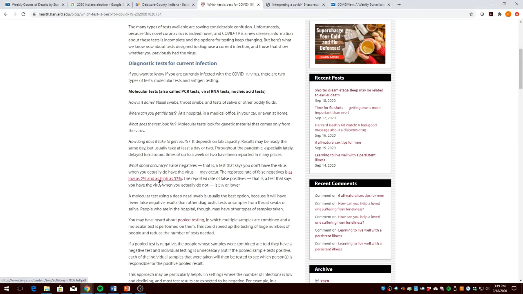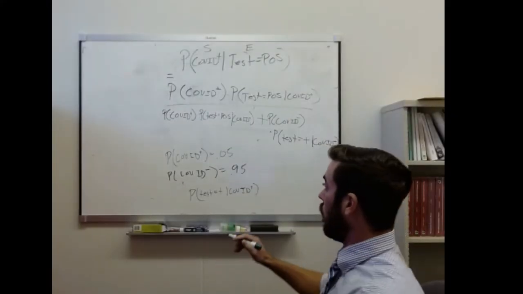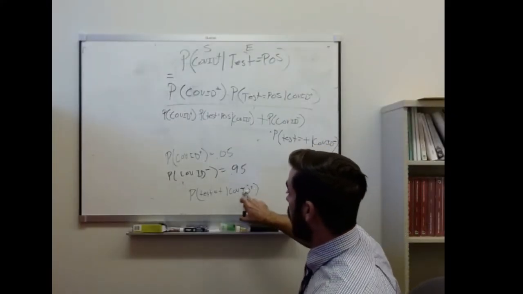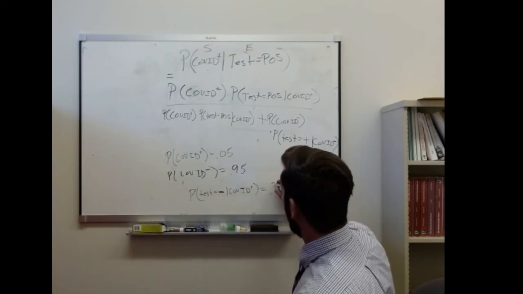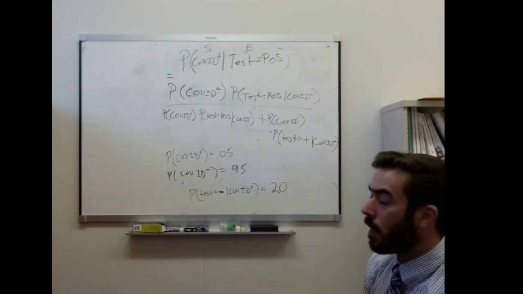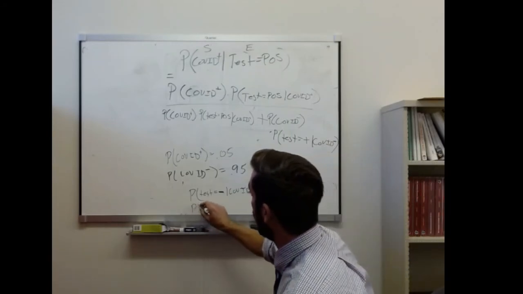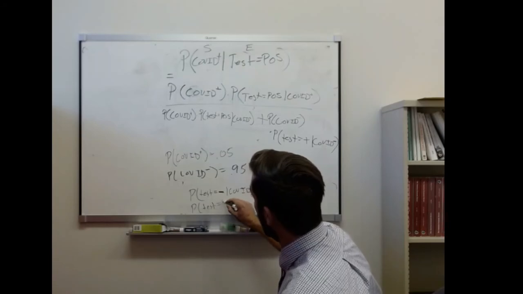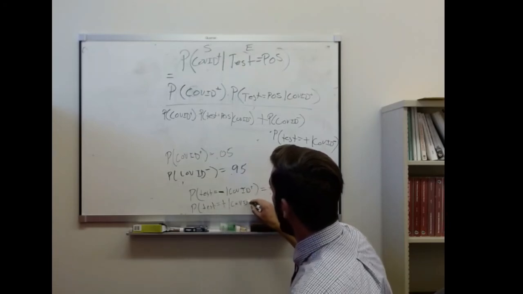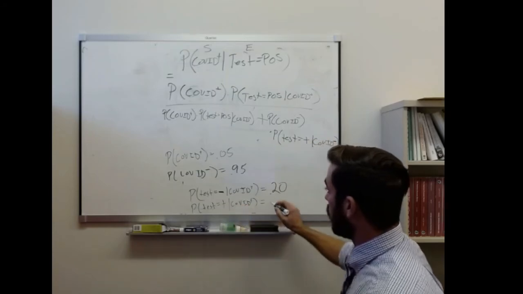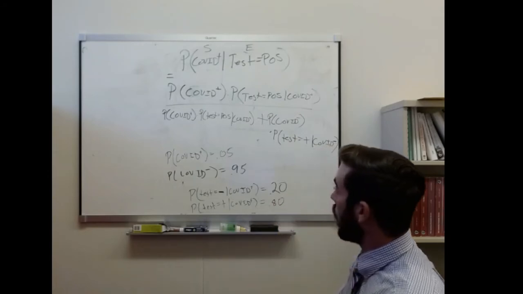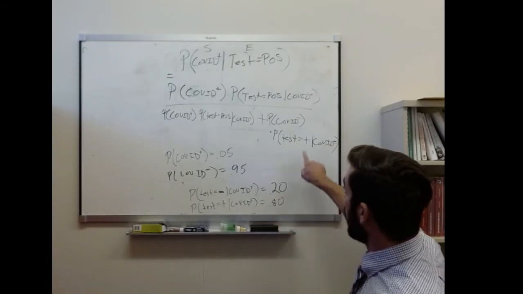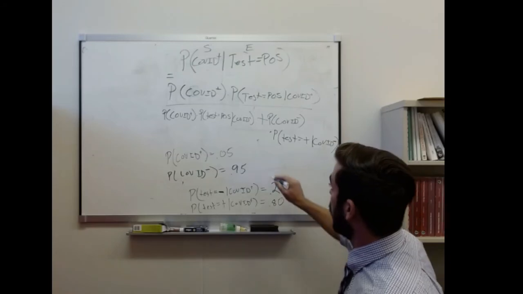Let's use 20%, okay? So that was telling us, given that they have COVID, the probability they actually get a negative test result is about 0.20, which would mean the probability that someone that has COVID actually tests positive is 0.80.